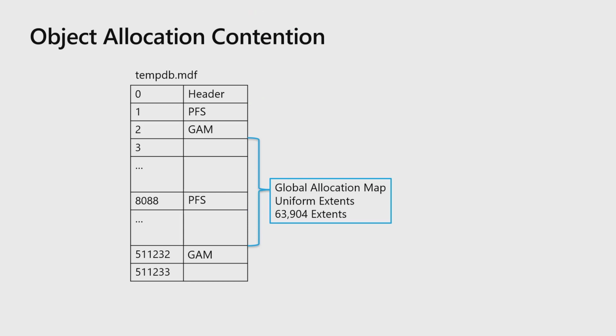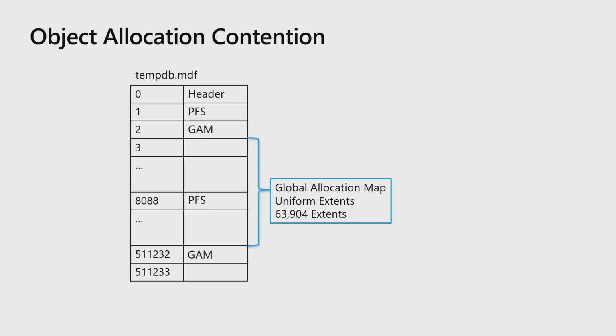Page 2 is always the global allocation map, the GAM. And this is where the extent allocation comes in, as the GAM tracks when SQL Server needs to allocate a uniform extent. An extent in SQL Server is comprised of eight 8K pages, 64K. And this is usually the unit of allocation.